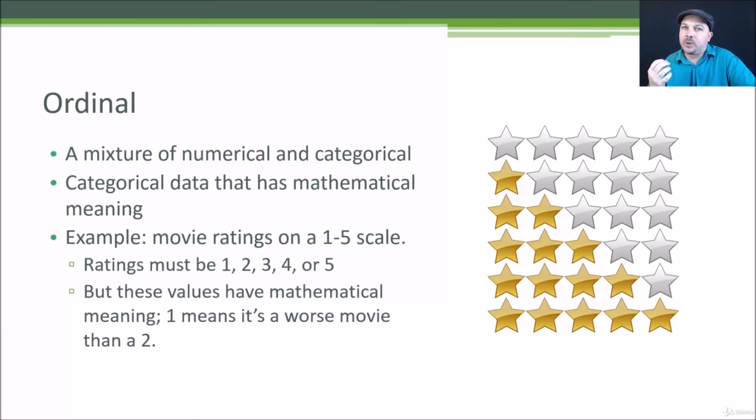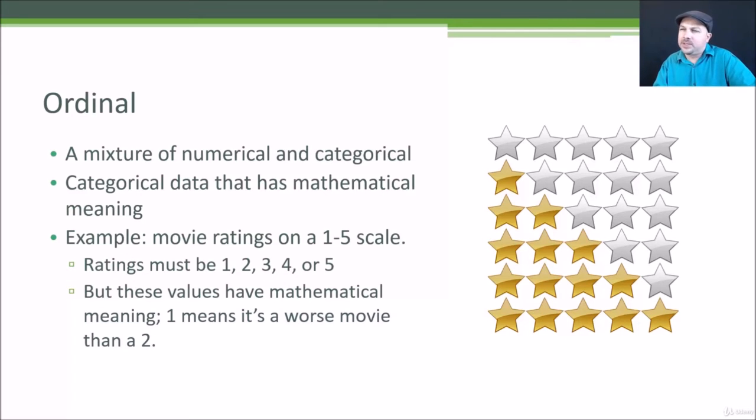So this is a case where we have data where the different categories actually have a numerical relationship to each other. So I can say that 1 star is less than 5 stars. I can say that 2 stars is less than 3 stars. I can say that 4 stars is greater than 2 stars in terms of a measure of quality. So it's sort of in the middle there.